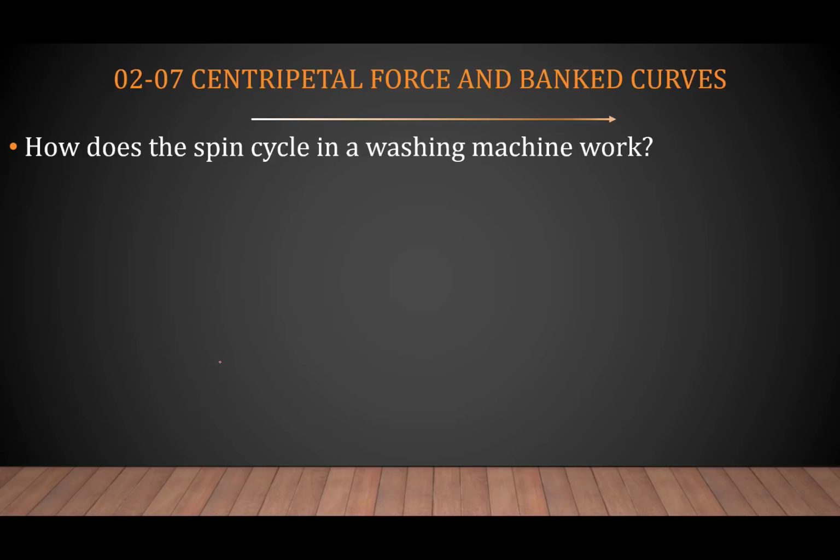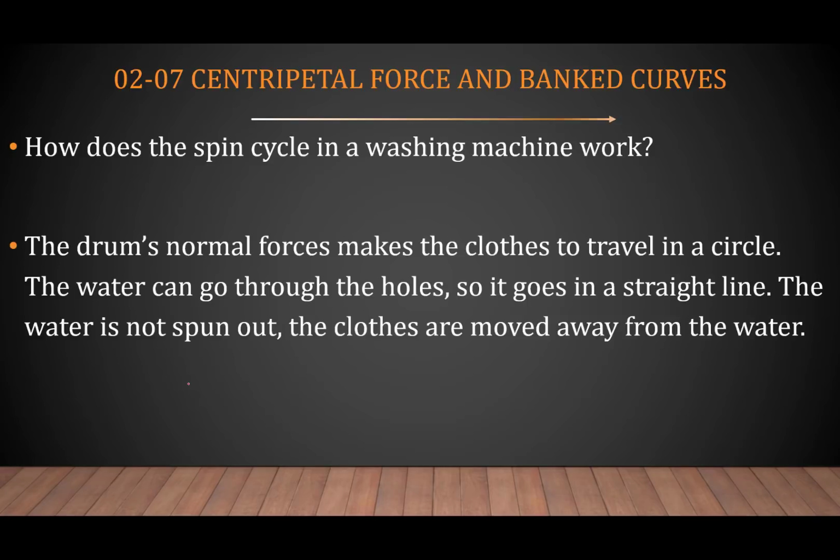How does the spin cycle in a washing machine work? And this is what your washing machine probably uses to partially dry out your clothes. It spins really fast at the end. Well, what happens is the normal force is going to hold the clothes in place as they move in that circle. However, the water is going to continue moving in a straight line. There are holes in the side of the washing machine, or the top and bottom. And so the water can actually go through the walls, and it moves in a straight line while the clothes are held in place by that centripetal force.